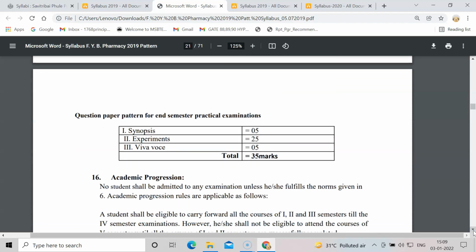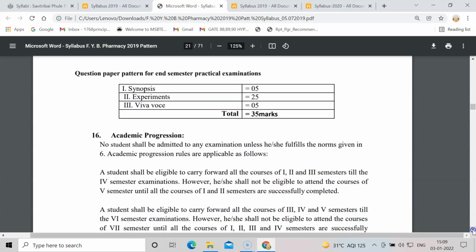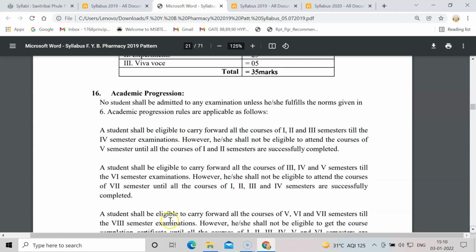And for the end semester practical examination, earlier we have seen the sessional practical examination. The end semester practical is often 35 marks. Synopsis will be for 5, experiment 25, and viva for 5. Now, which students are eligible for the next terms?